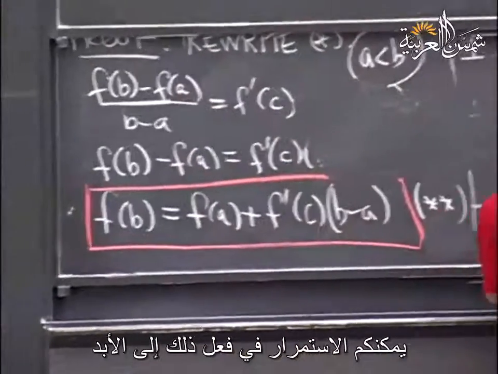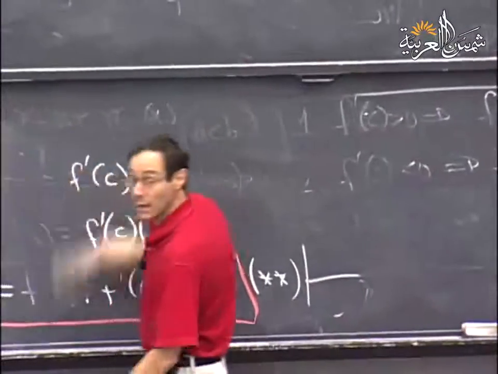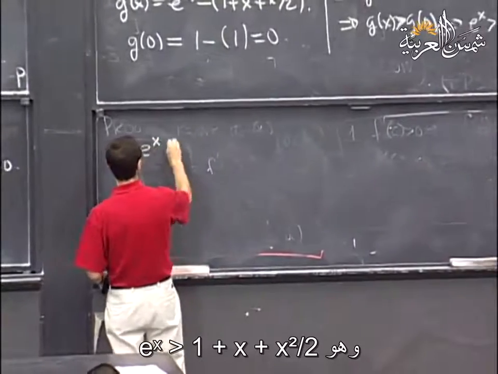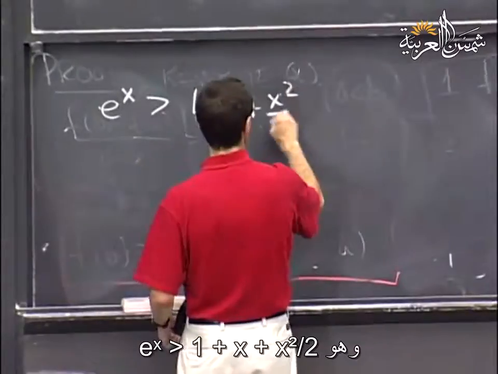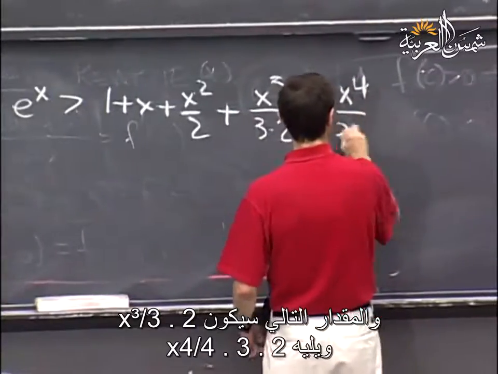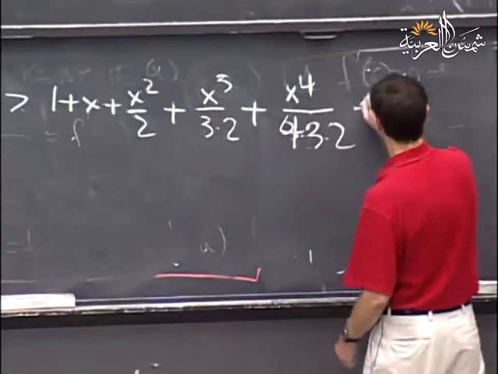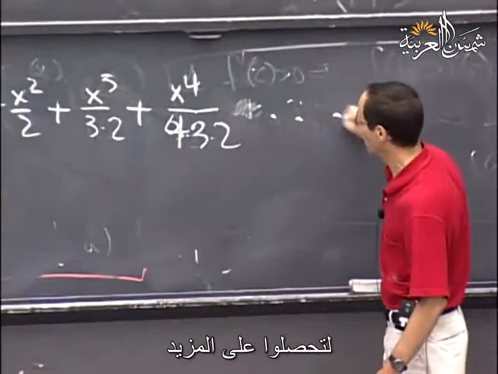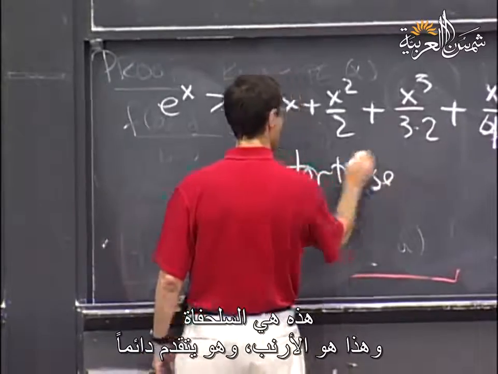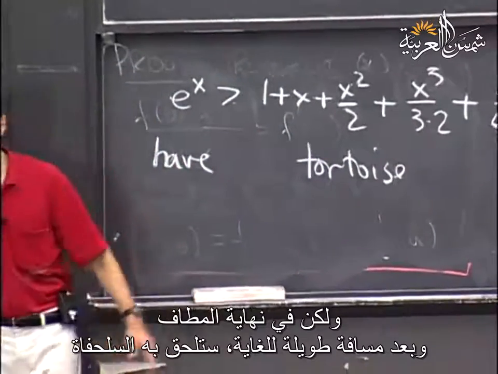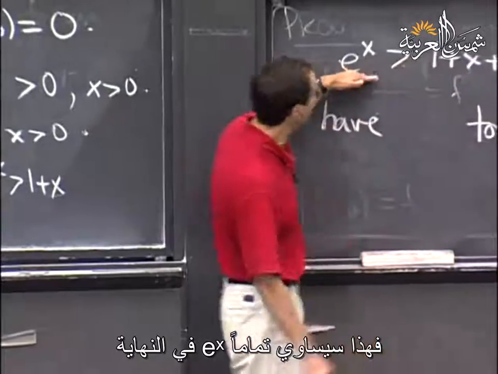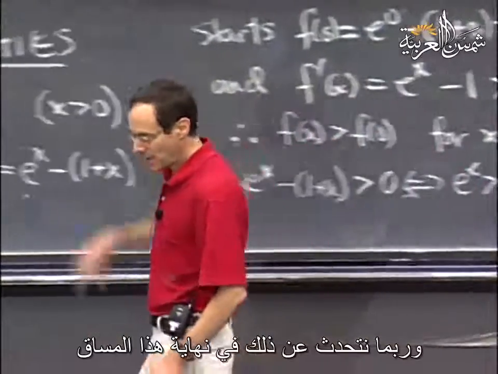Now, you can keep on going with this essentially forever. And let me just write down what you get. You get e to the x is greater than 1 plus x squared over 2. The next one turns out to be x cubed over 3 times 2, x to the 4th over 4 times 3 times 2. And you can do whatever you want. You can do others. And this is like the tortoise and the hare, right? This is the tortoise, and this is the hare. It's always ahead, but eventually, if you go infinitely far, it catches up. So this turns out to be exactly equal to e to the x in the limit. And we'll talk about that maybe at the end of the course.